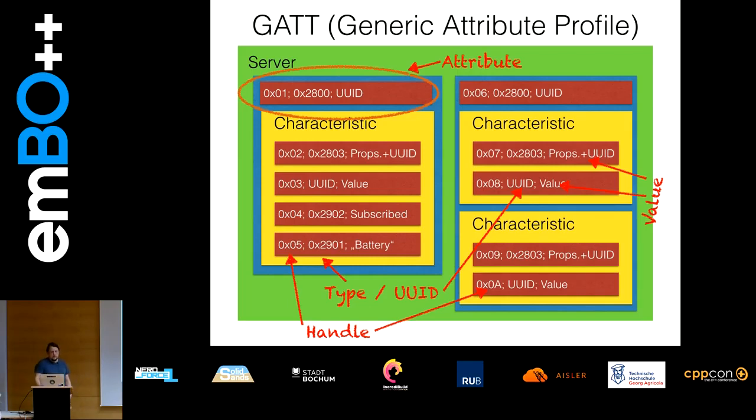A characteristic value is a single attribute with the characteristic UUID as type. These are the attributes with the handles 3, 8 and A. So the smallest possible characteristic will always contain 2 attributes, and thus the smallest possible attribute server or GATT server will always contain at least 3 attributes.